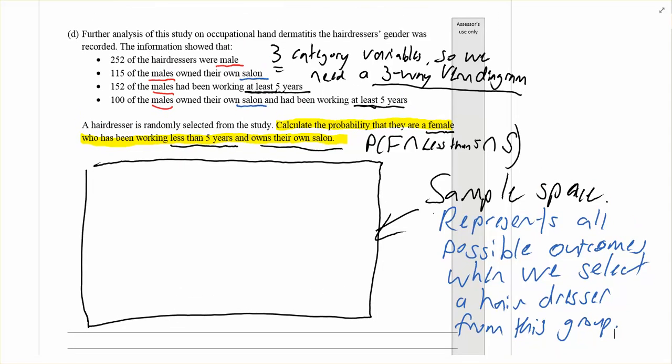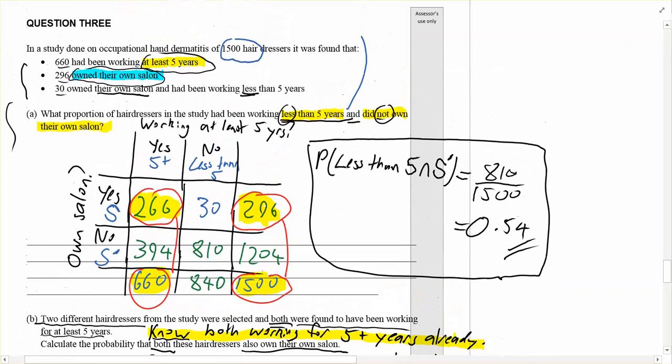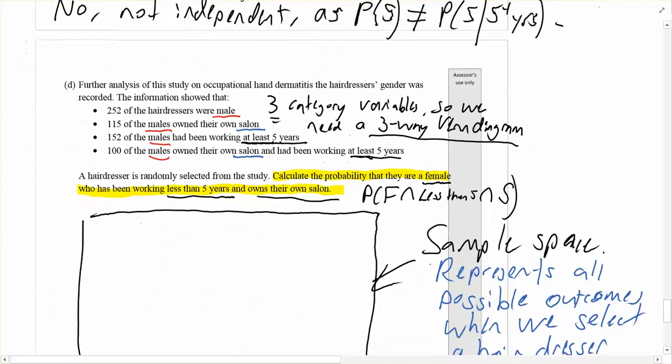And so how many hairdressers are there in total? Well, earlier in question 3, we were given some more information that's necessary to use here. And part of that was that there's 1,500 hairdressers. So our sample space is all of those 1,500 hairdressers.